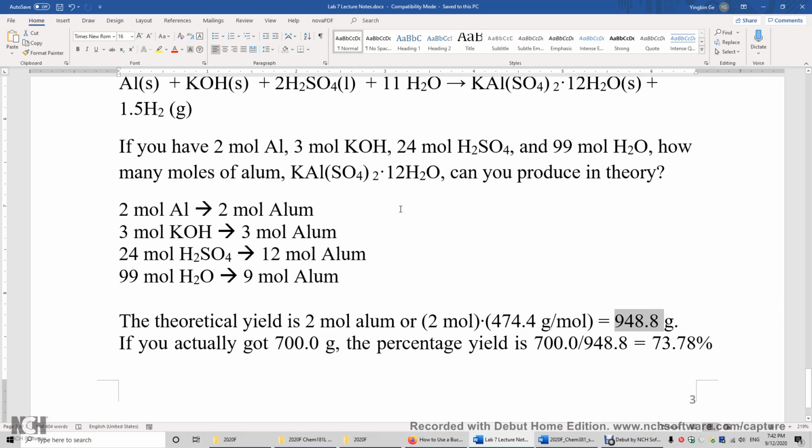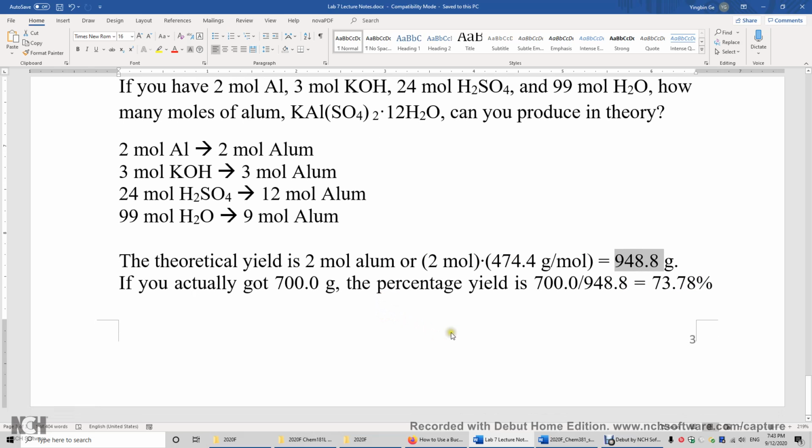But what if you actually did the experiment and you got only 700 grams of product? Then the percentage yield is the actual yield, 700, divided by the theoretical yield, 948.8. The result is 73.78%. That's your percentage yield. Your percentage yield is always less than 100%. If it's higher than 100%, either your calculation is wrong or there's just too much impurities in your product.